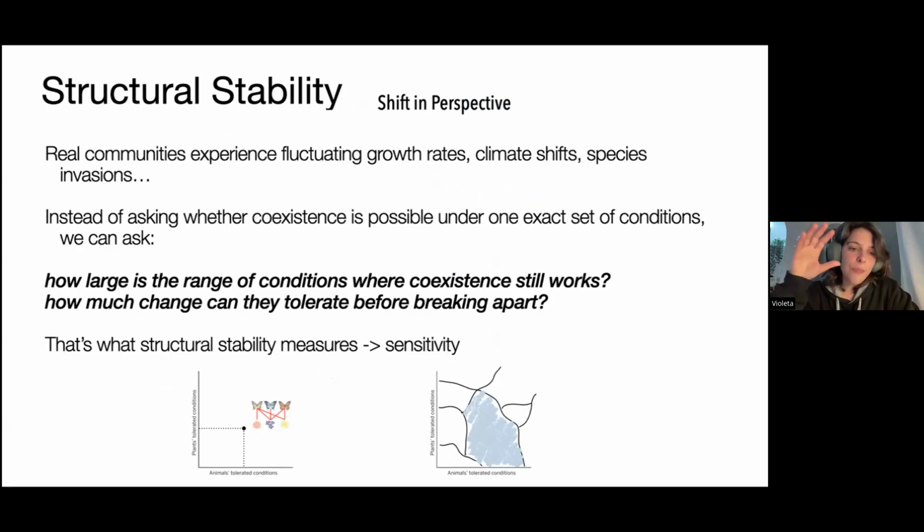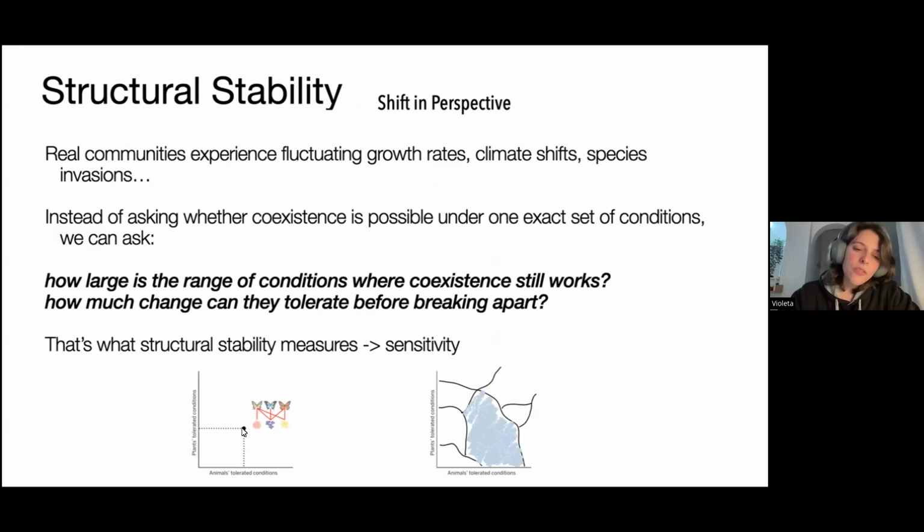a structural stability approach. Because why? Because it's able to combine these two key parameters of a species. So for the ones who don't know this theoretical framework, it's a shift in perspective. Instead of asking whether one equilibrium, one coexistence point, is possible under one exact set of R's and interactions, we ask how large is the range of conditions where coexistence works, and how much change in these parameters can the system tolerate before breaking apart, so before some species go extinct.